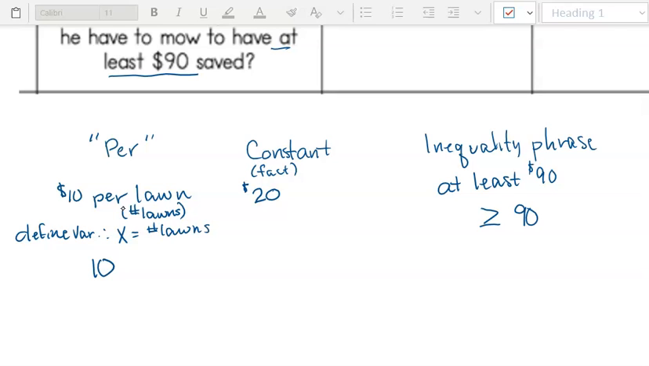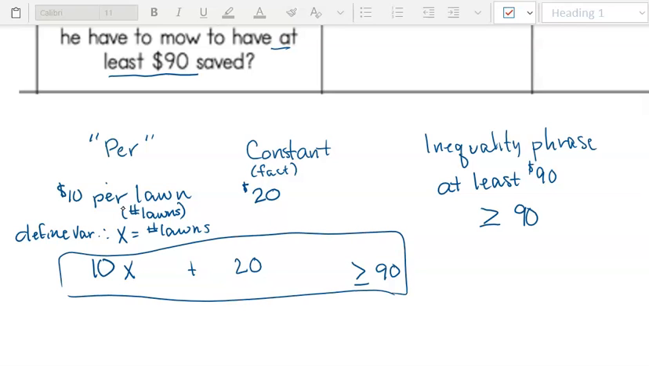Okay, so 10 times the number of lawns, because per goes with multiply, right? And if I add to that the money that he already has, then it needs to be greater than or equal to 90. So right here is our inequality that we're after for this problem. And then if you solve it, you take away 20 from both sides, you get 10x is greater than or equal to 70. And then you divide by 10, so x is greater than or equal to 7.